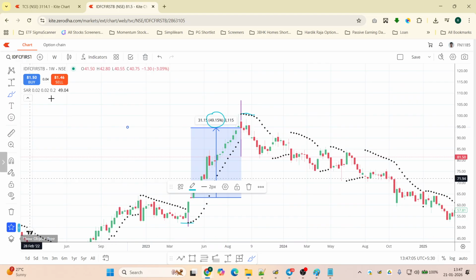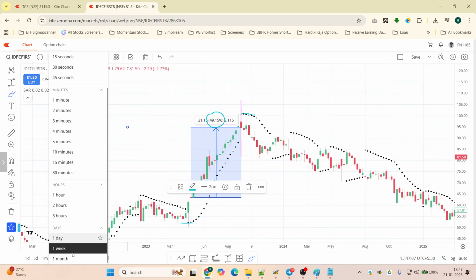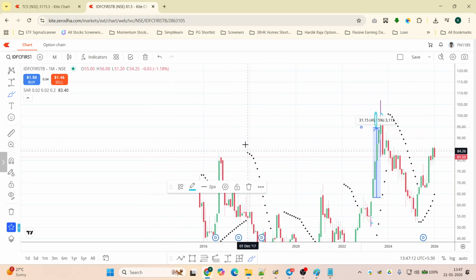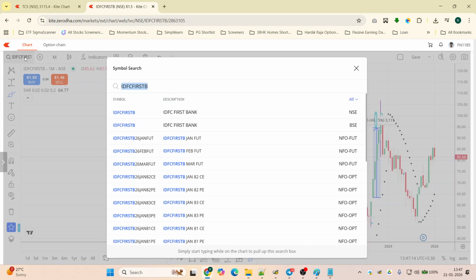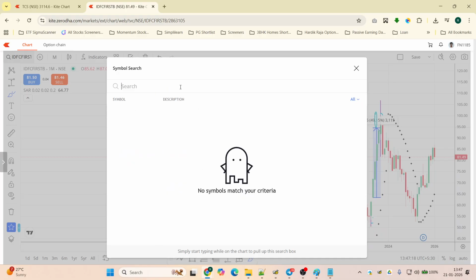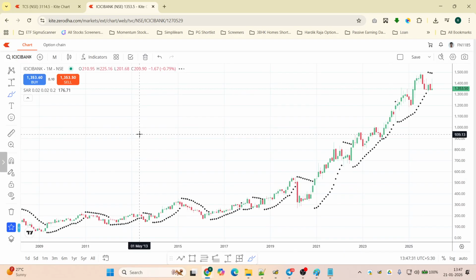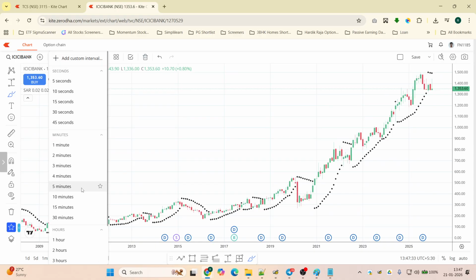Let us now shift to a monthly time frame and check. Guys, and let us now take IDFC is also not that return giving. Let us take, like, which one can we take? Let us take ICICI Bank. Not, guys, all the stocks told here are not recommendations, right?